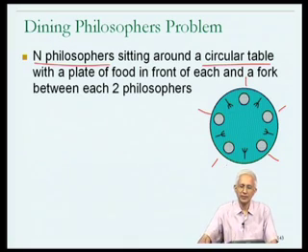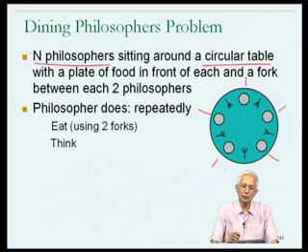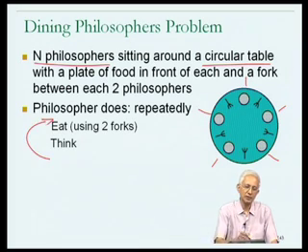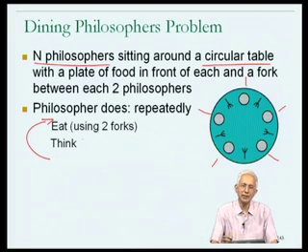Now, they are called philosophers because all that the philosophers do is repeatedly, in other words, this is a loop, they think and then they eat. And in order to eat, they have to acquire 2 forks, because to eat, they have to get the fork on their left and the fork on their right and then eat. And after having eaten, they put the forks back and think.